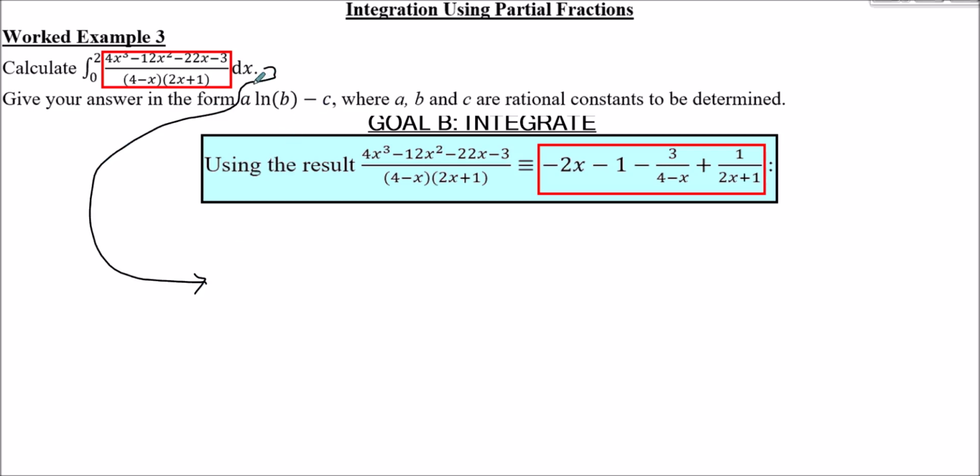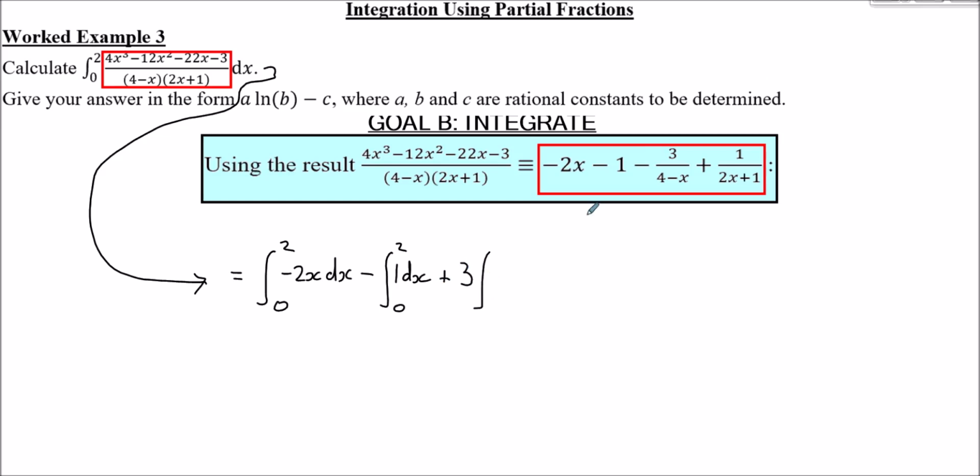This time, we're told it needs to be in this form as well: some multiple of a natural log of a constant, minus c. So this is equal to the integral from 2 to 0 of minus 2x dx, minus the integral of 1 dx from 2 to 0. And then the next, I'm going to write this here as being plus 3.